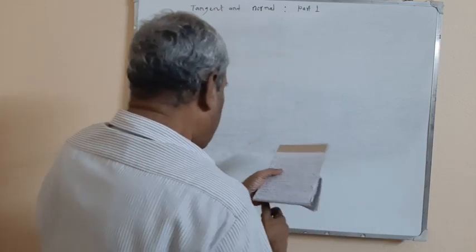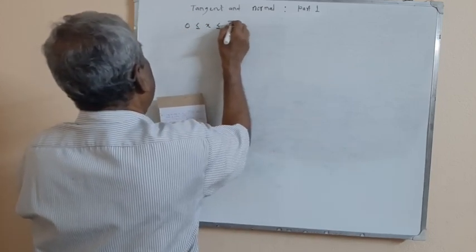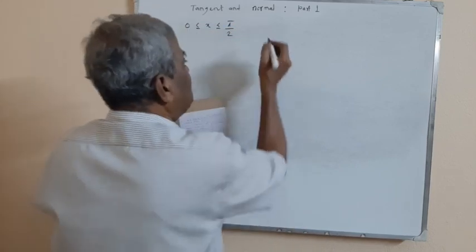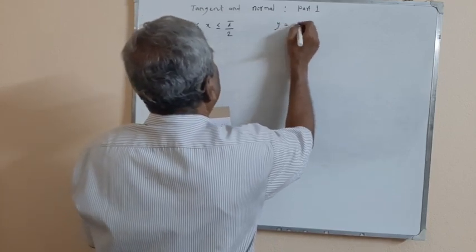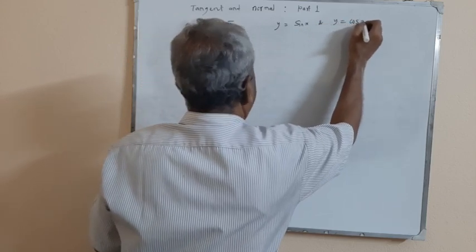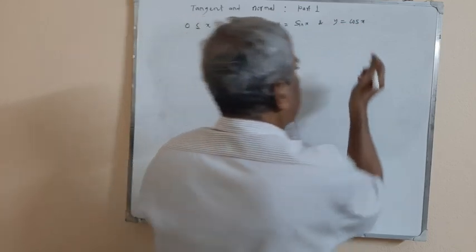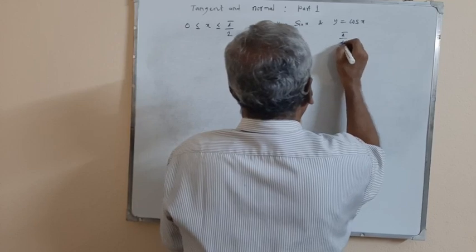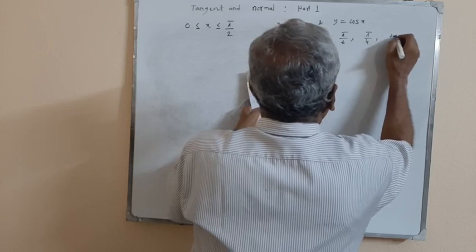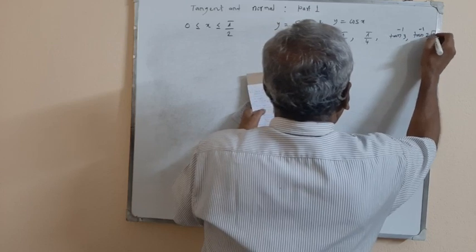Next problem. Within 0 less than or equal to x less than or equal to pi by 2, the angle of intersection between the curves y is equal to sin x and y is equal to cos x is, options: pi by 6, pi by 4, tan inverse 3 and tan inverse 2 root 2.